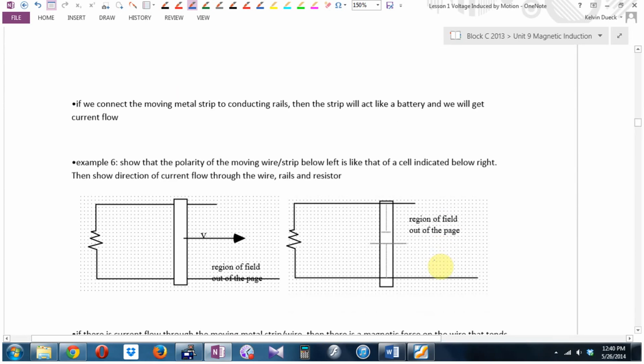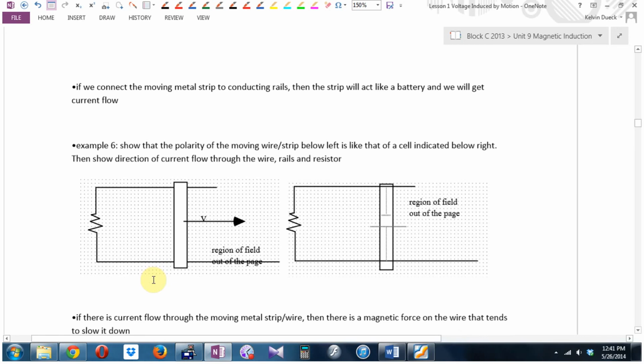How could we use it? Well, what we're going to do is conduct this moving metal strip to conducting rails. So in my little picture here, these are metal wires that are bare, and we're going to slide this metal strip to the right while it's on top of those metal wires. Oh, and we'll put a resistor in there just because we don't want to short circuit. So we can get current flow.